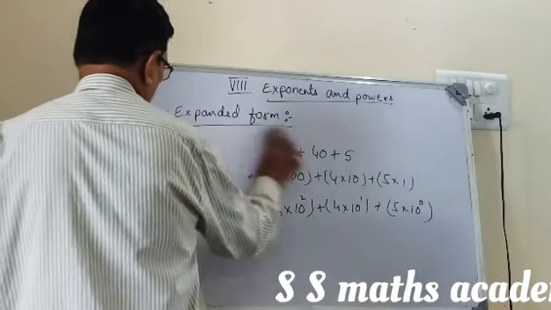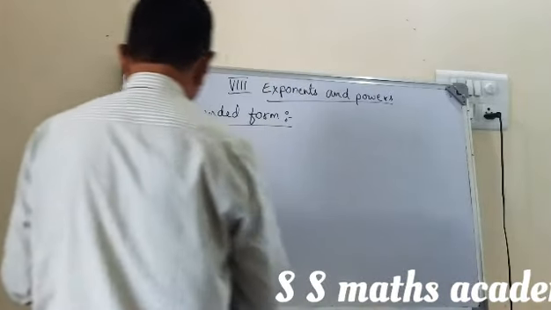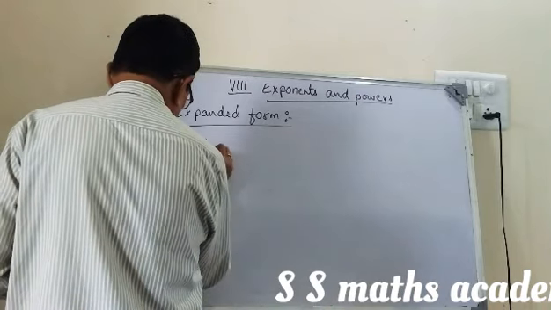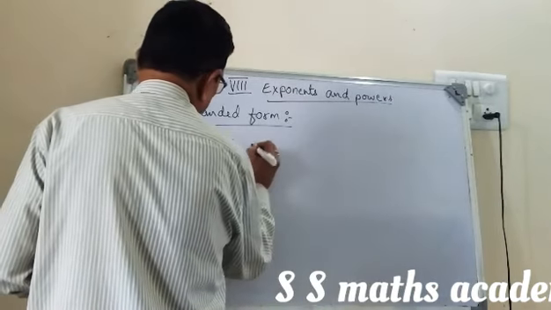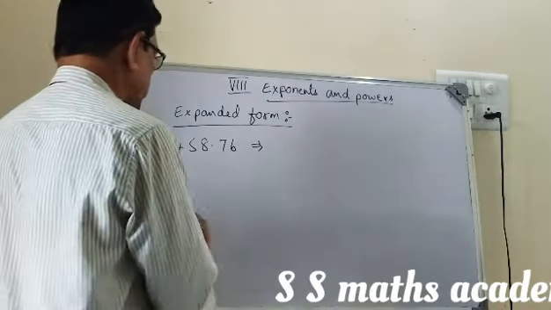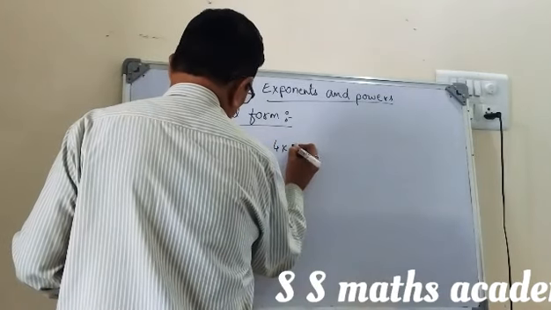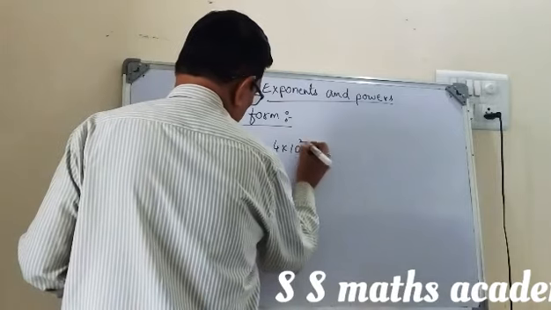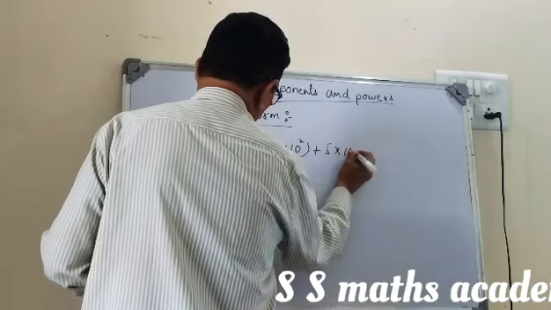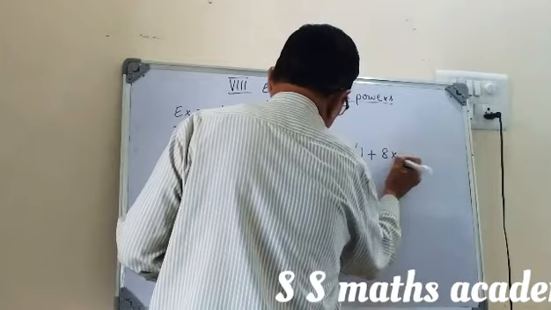Similarly, suppose I write 458.76. How to expand this? First we take these numbers, 458. That is 4 into 100, which can be written as 10 square, plus 5 into 10 to the power of 1, plus 8 into 10 to the power of 0.